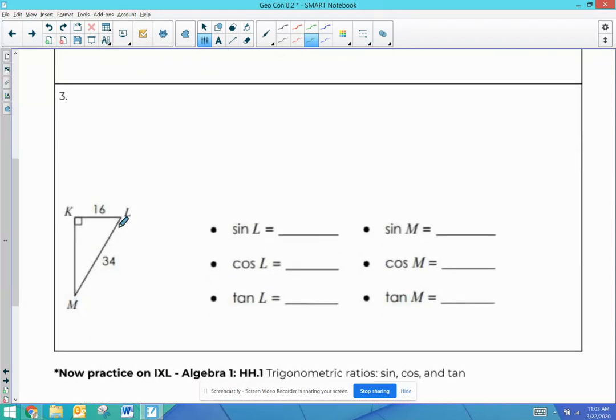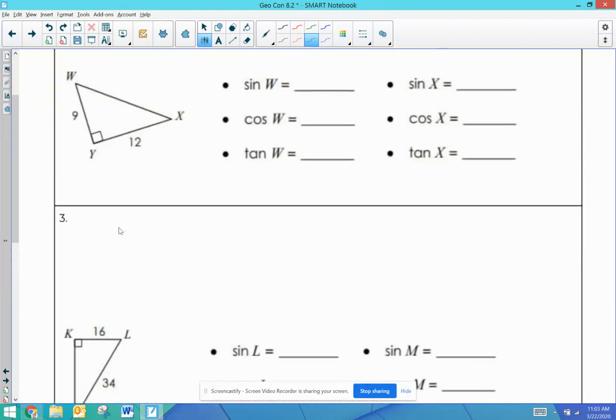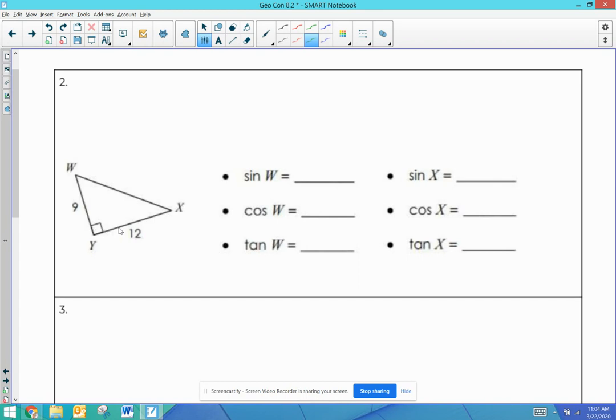I have 2 more examples for you before you do your IXL practice. Here we go. I want to do the same thing. Identify the sine, cosine, and tangent of angle W and angle X. I'm not going to do that for angle Y because that's a right angle, and there are special properties of the right angle that say we don't need to do sine, cosine, and tangent of that. So I have 1, 2. I'm missing the third side.